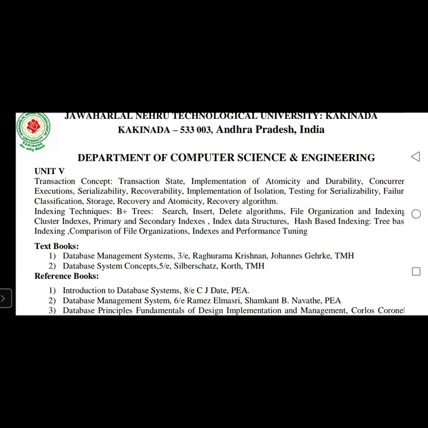Next, file organization and indexing. Here also we are not focusing on the duplicated things. File organization and indexing we have discussed. Cluster index discussed. Primary and secondary indexes are discussed. Next, index data structure. Here we need to discuss the hash based indexing and tree based indexing. Tree based indexing means nothing but B plus tree.